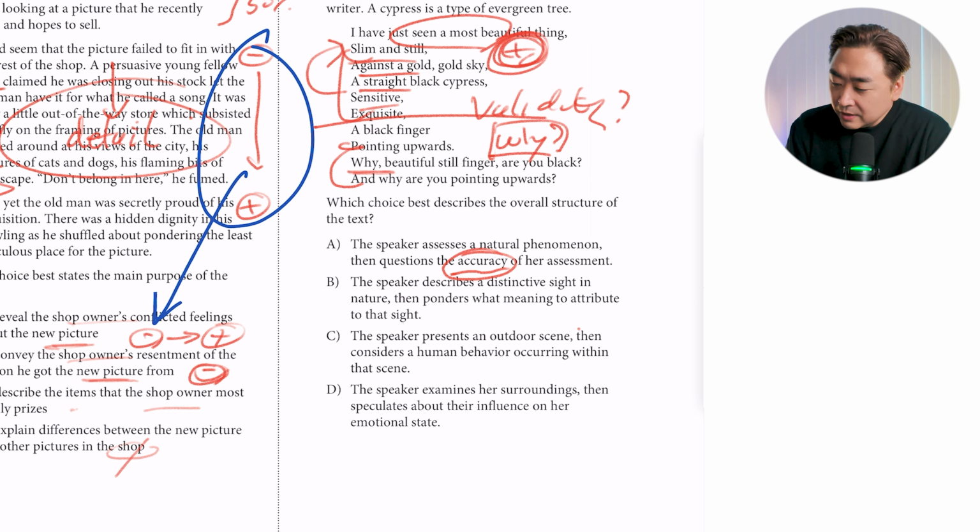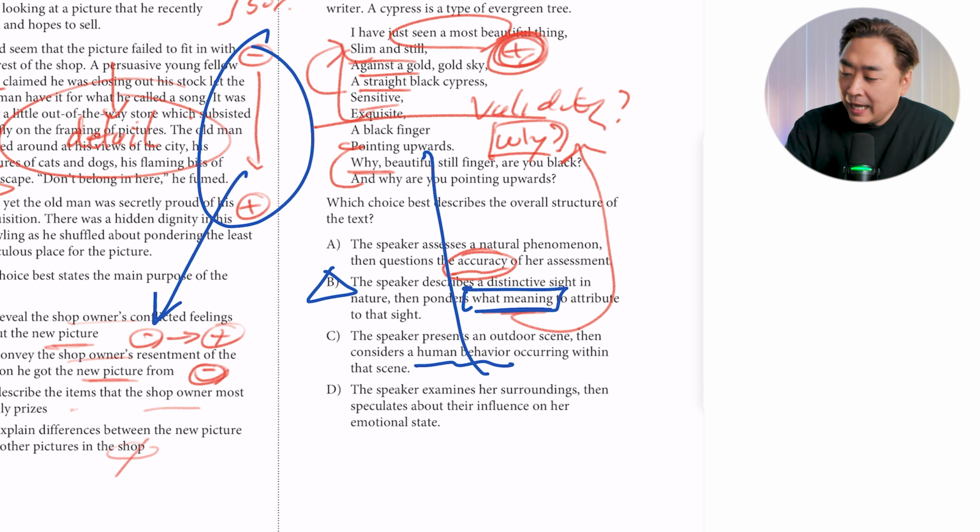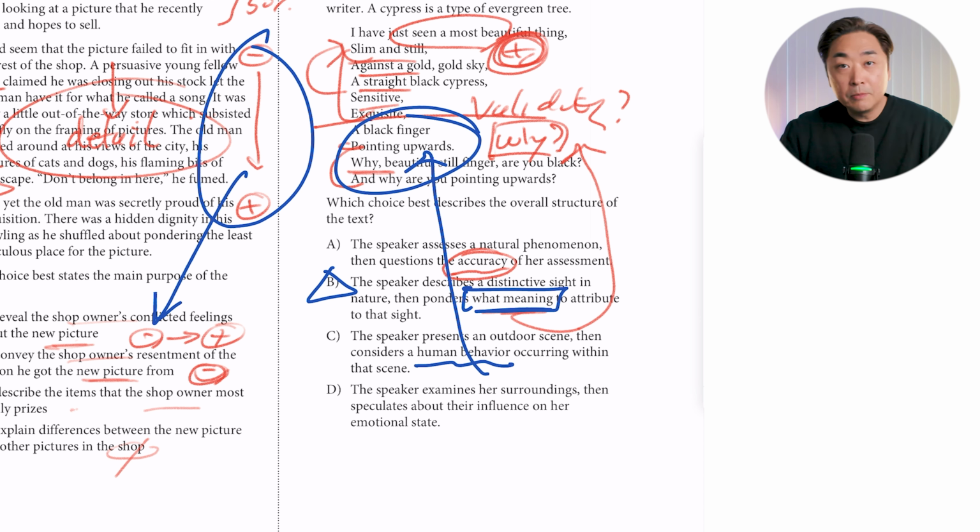The speaker describes a distinctive sight, could be, then ponders the meaning, which is the why, right? I'm asking the why. What is the meaning? Why is it that way? So I am talking about a distinctive sight, which can be a beautiful thing, amazing. And then I'm saying, hey, why is it that way? So most likely it's going to be B. The speaker presents an outdoor scene, then considers a human behavior. We don't have any human behavior. Everything there is about cypress, the evergreen tree.